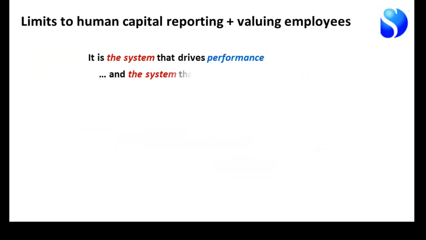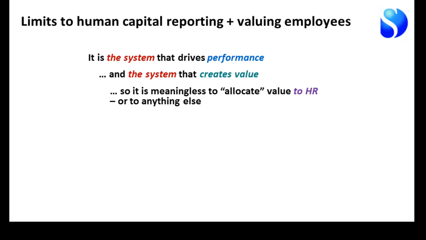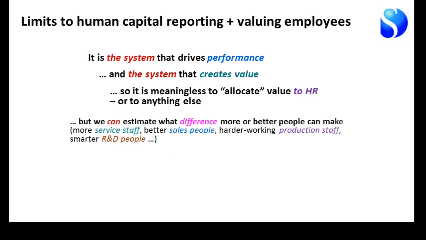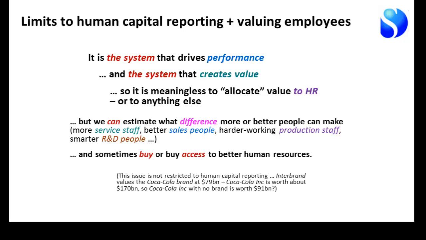And the reason it doesn't work is it's the system that drives performance, the system that creates value. But we can estimate what difference more or better people can make. And sometimes we can buy access to better human resources. It's very common in the pharmaceutical industry, for example, to ally with other drugs companies in order to exploit the value of their sales force, if your sales force can't access the channels that you need.